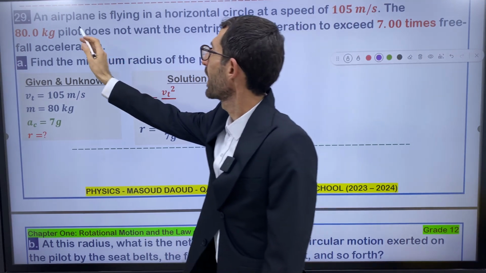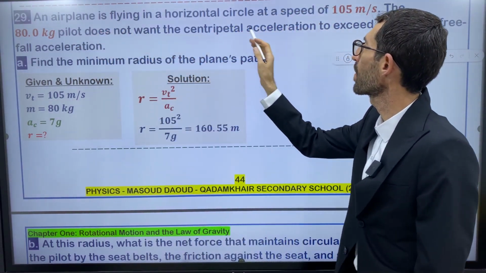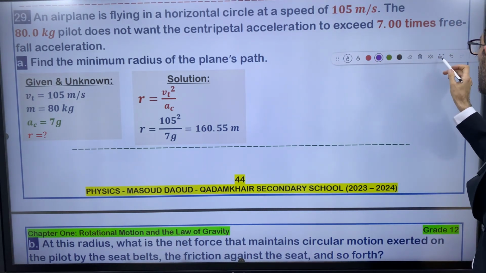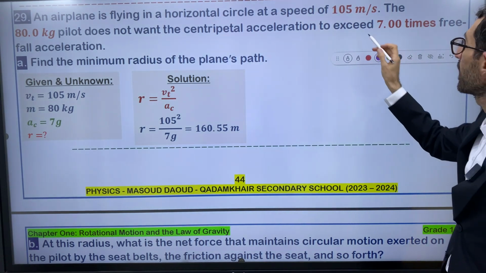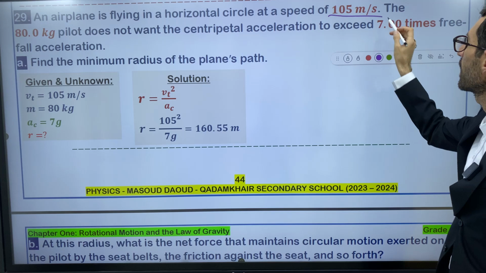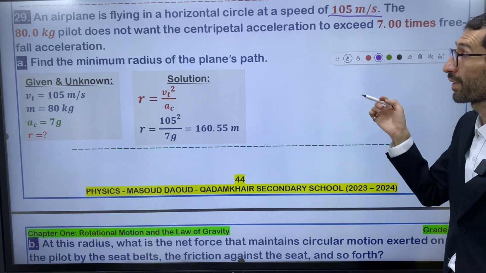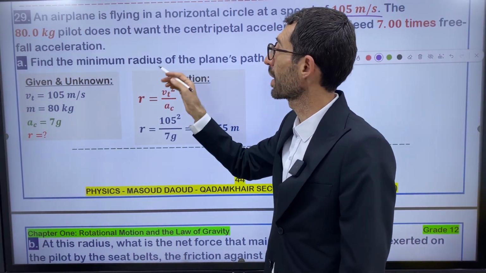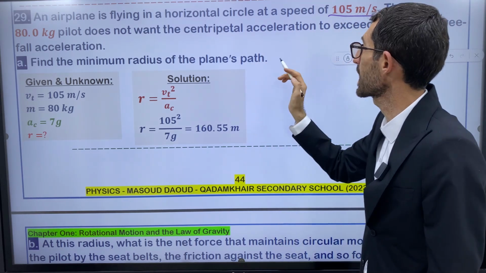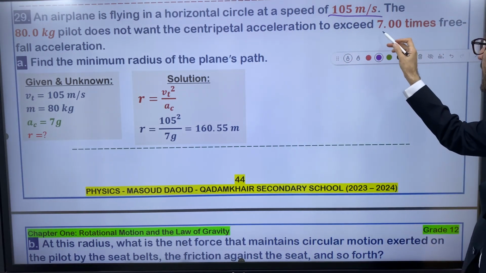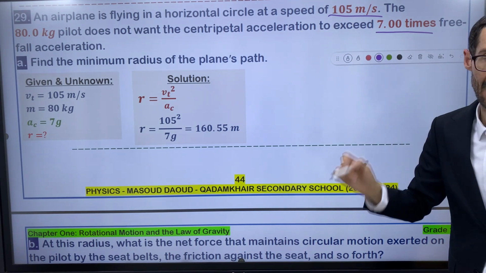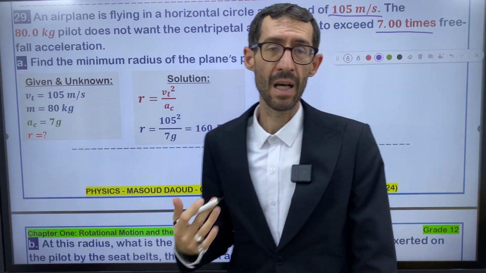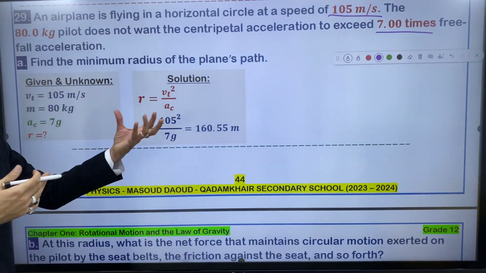It says, an airplane is flying in a horizontal circle at a speed of 105 meters per second. So what's this number? This number is the tangential velocity of the airplane, right? It says the 80-kilogram pilot does not want the centripetal acceleration to exceed 7 times free fall acceleration. So what's the concept of the question? What do you understand from the question?